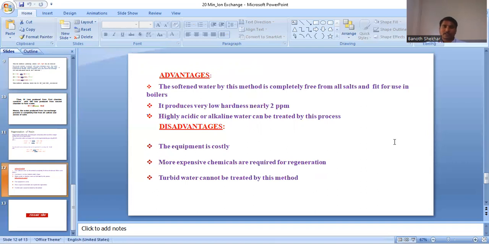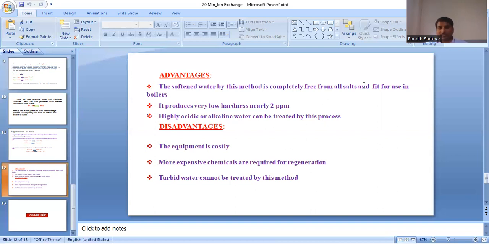So for example, if you see here, they say it produces very low hardness, nearly 2 ppm. And the softening of water by this experiment is completely free from all the salts. And highly acidic or alkaline water. Alkaline water is good for health. So by this experiment, we are getting alkaline water. That alkaline water is also good for human beings.